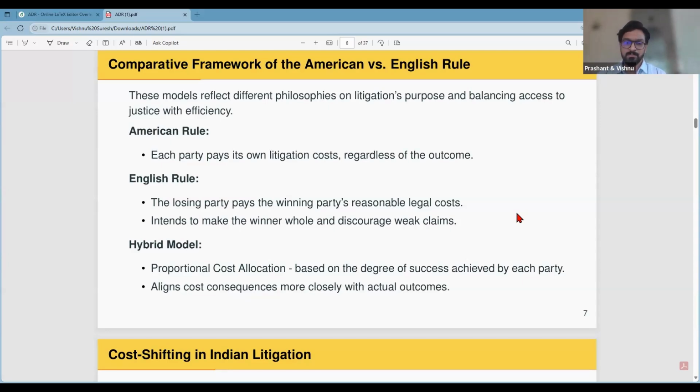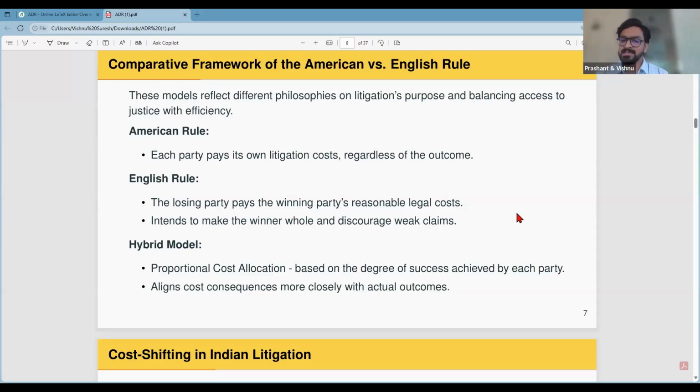cover A's expense. Moving on to the English one, the losing party pays the winning party reasonable legal costs. What is the intention behind it? To make the winner whole and with the purpose of discouraging weaker claims or litigation. Then there is a third one, the hybrid model, which is a proportionate cost allocation, based on the degree of success achieved by a party.